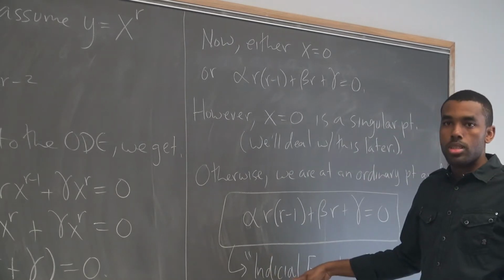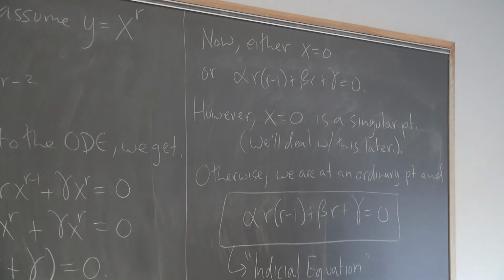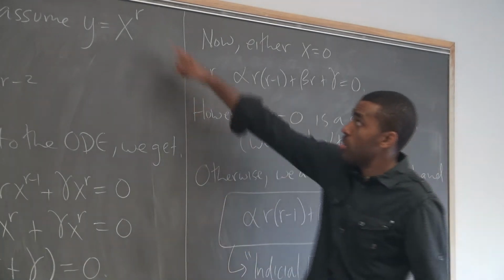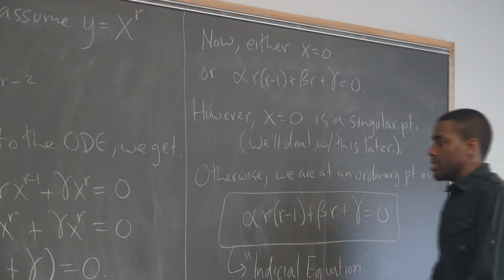Why? Because it gives you the power, which is called an index, or indices are called powers. So this is the equation that will give you the power of x that you need to solve. So it's called an indicial equation.